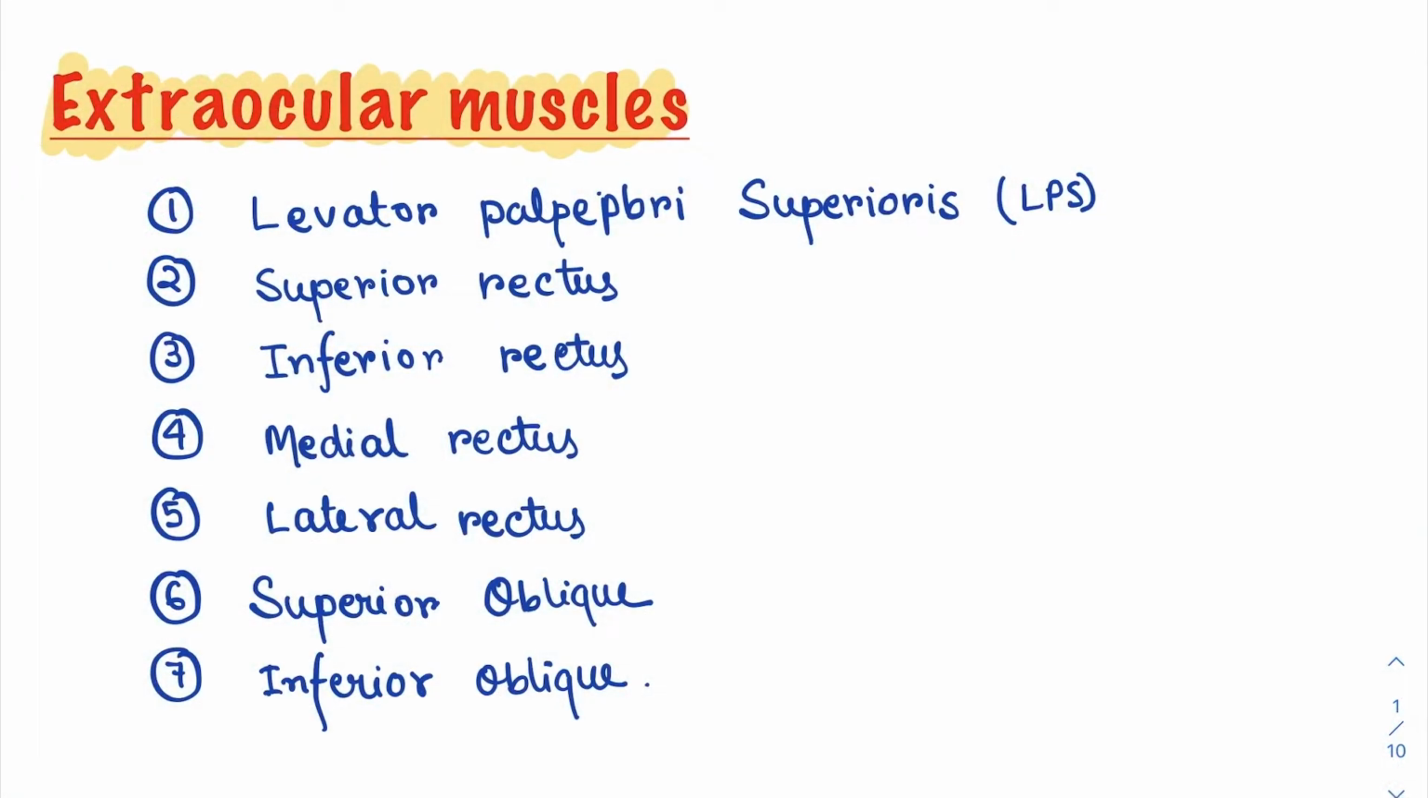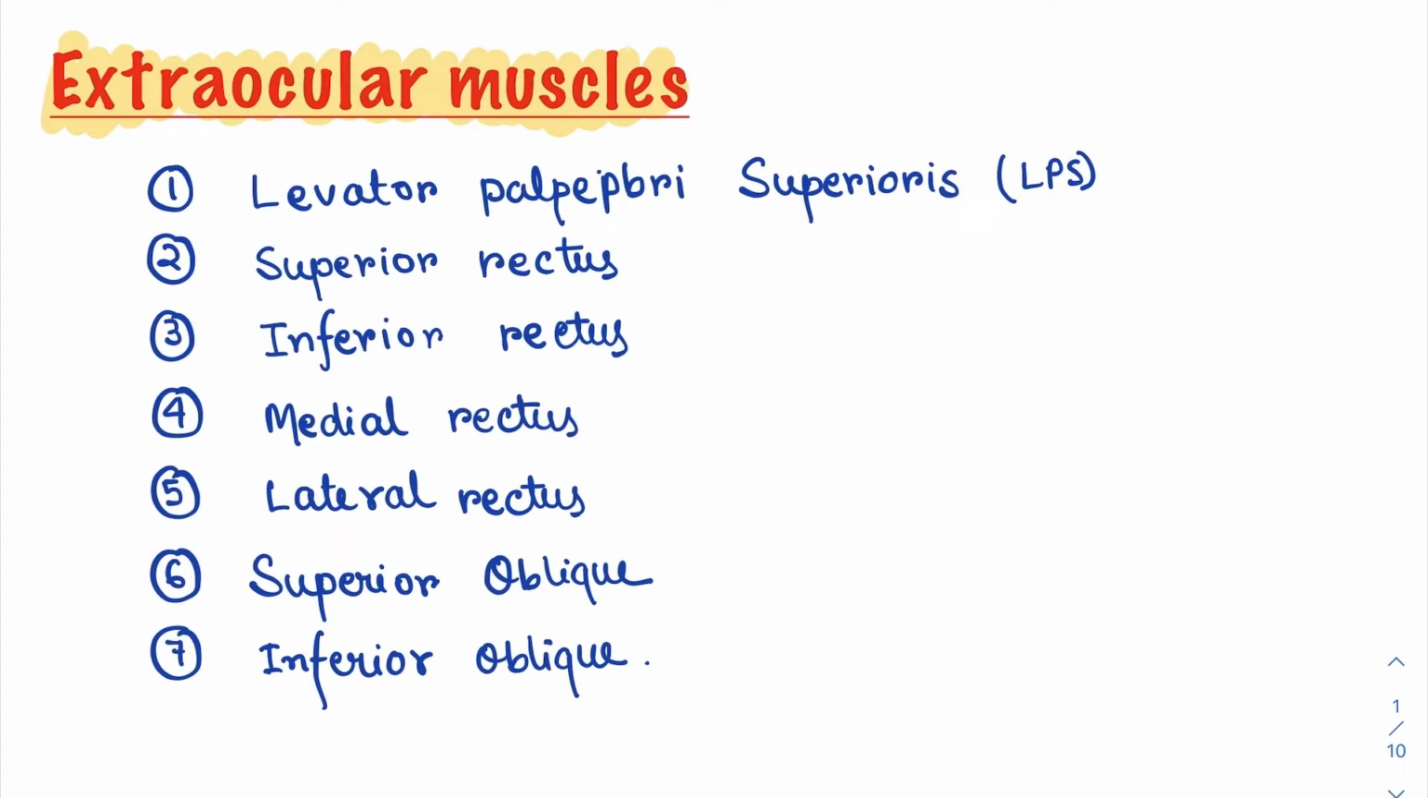So today I'll discuss a very easy topic, that is the extraocular muscles of the eye. So let's first see the extraocular muscles of the eye. Extraocular muscles are 7 in number.